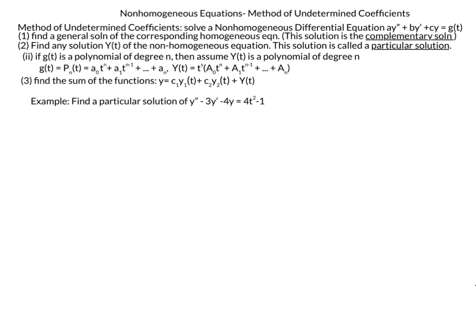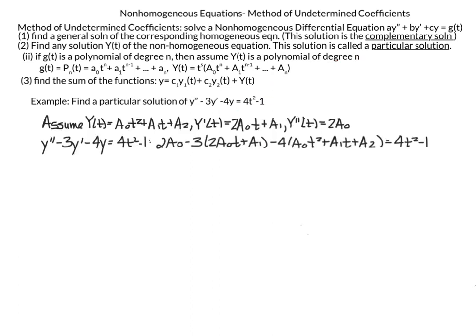And here's yet another example. Again, same left-hand side, y double prime minus 3y prime minus 4y equals, and now our g of t is equal to 4t squared minus 1, a polynomial. So here in this method of undetermined coefficients, I copied the portion about polynomials. And essentially, if g of t is a polynomial of degree n, here we have a polynomial of degree 2, we're going to assume the particular solution, capital Y, is a polynomial of degree n as well.